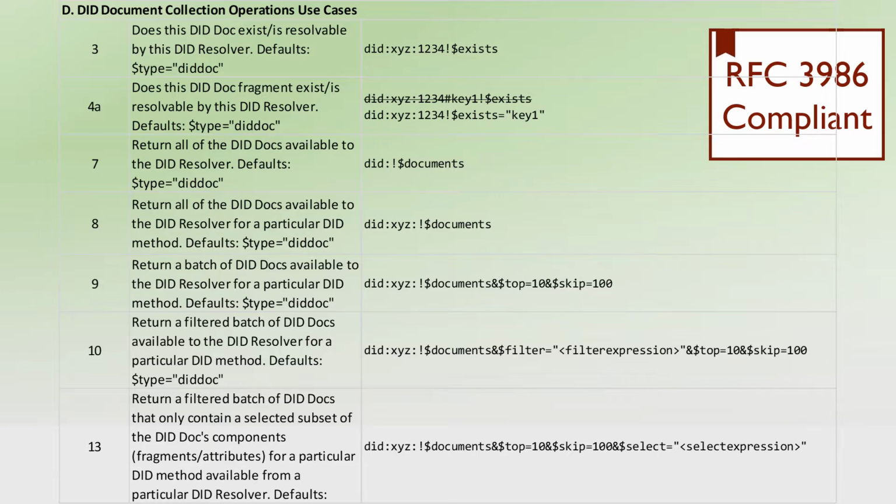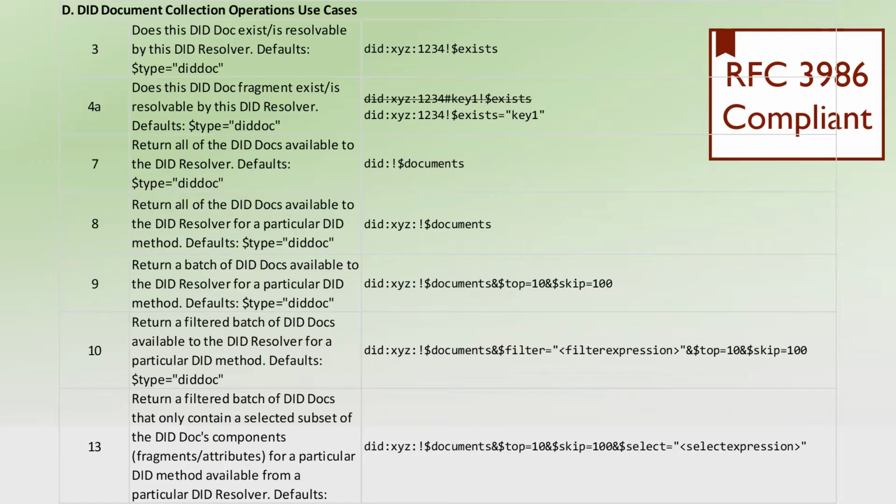But clearly those aren't practical. We don't actually want people to do that. In fact, there should probably be a default number of documents that's returned from the beginning of the collection. 9 is the proper way to do it: return a batch of DID documents available to the DID resolver for a particular DID method. Here it's using piping through get documents, but we're including additional operations like top and skip. So this says skip the first 100 DID documents and take the top 10.